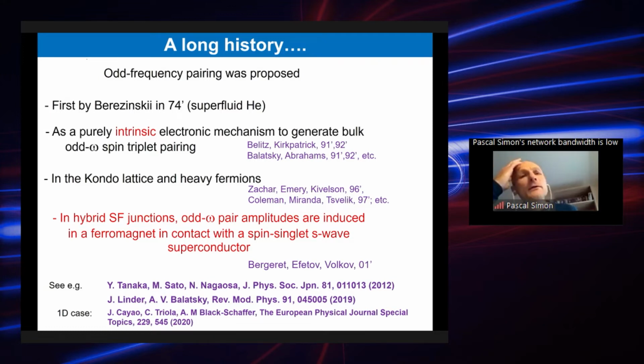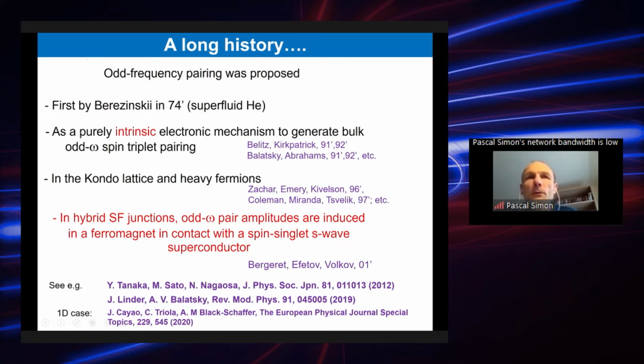And I would say that these questions really popped up 20 years ago, as people started to realize that we can eventually induce such odd frequency pairing by proximity effect. So typically by considering superconductor-ferromagnet junctions, and then it was realized that these odd frequency pairings are induced in the ferromagnet in contact with a spin singlet s-wave, and can propagate far into the ferromagnet. So this is the famous paper by Bergeret, Efetov, and Volkov, and since then, people have been looking a lot for this kind of pairing.